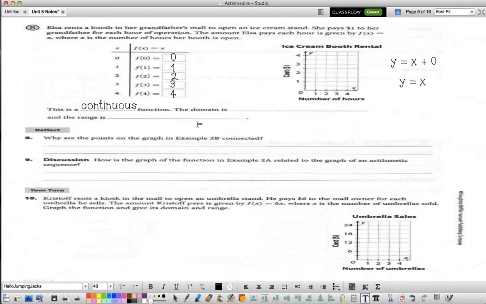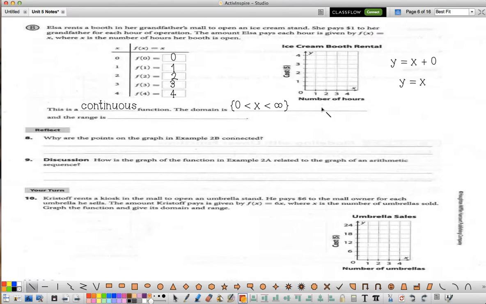Okay, this is a continuous function though. The domain is anything between 0 and infinity. Okay, because she can rent it for more than 4 hours, but she can also rent it for partial hours. She can rent it for a half an hour or an hour and a half or 2 hours and 15 minutes. Okay, she can rent it for partial amounts of time, which tells us that she can have a continuous graph, which means we can actually connect those dots that we have here. So when we have 1 and 1, 2 and 2, 3 and 3, 4 and 4, and then again, we know that this goes on forever because she can rent the stand for as long as she wants.